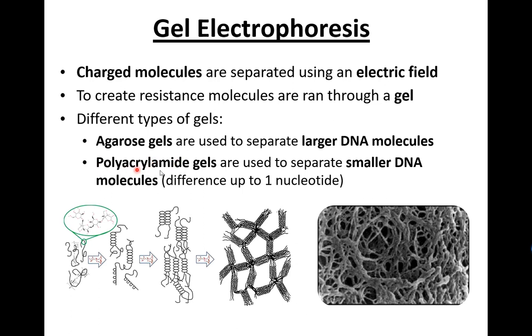The difference that you can even visualize with a polyacrylamide gel is down to 1 nucleotide, and in fact these were used for DNA sequencing, to see the specific technique. So they're extremely accurate for very small molecules.